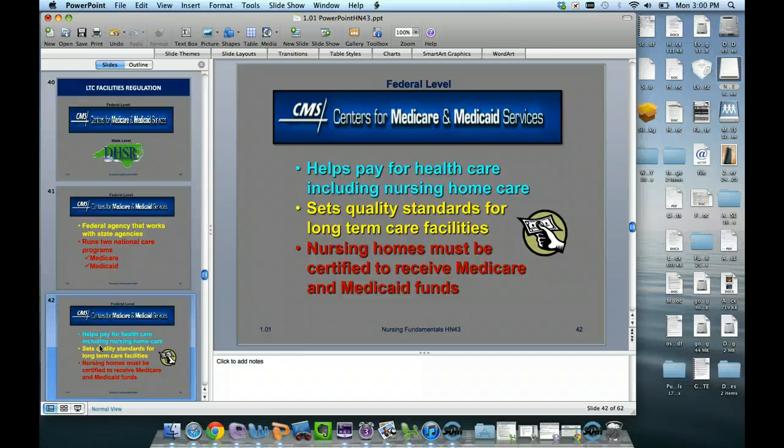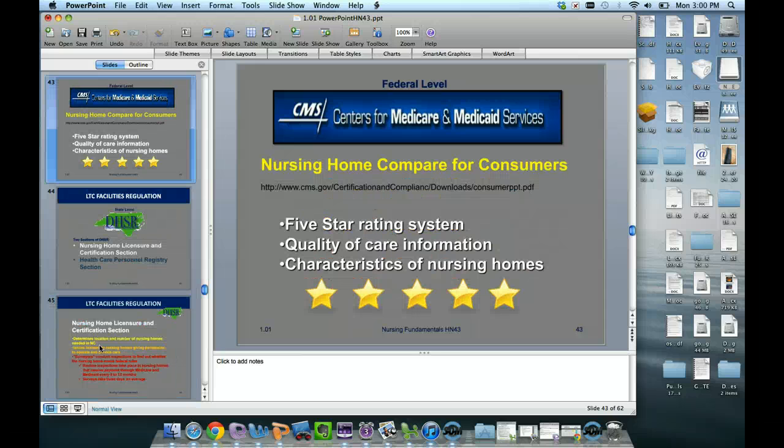They also set the standards for long-term care facilities. Nursing homes have to be certified to receive funds from Medicare and Medicaid. Now, I said they're the major payers, so you definitely want to be certified by Medicare and Medicaid. So Nursing Home Compare for Consumers is a 5-star rating system. It provides and gives you information about the quality of care at a facility and the characteristics of the nursing home.